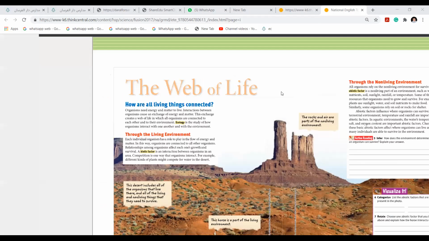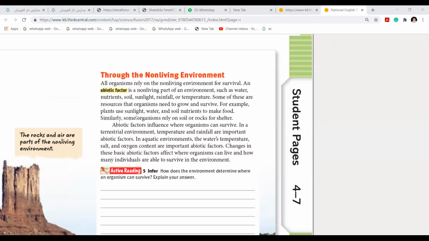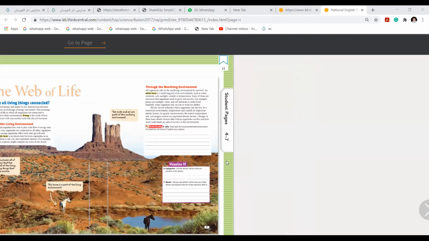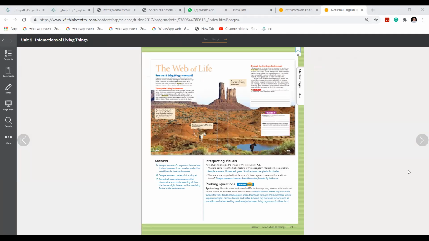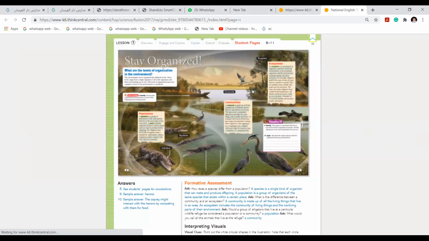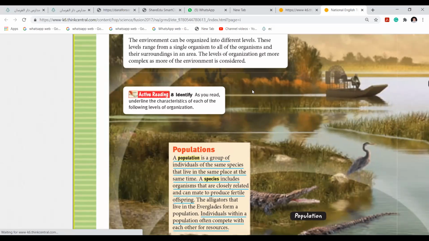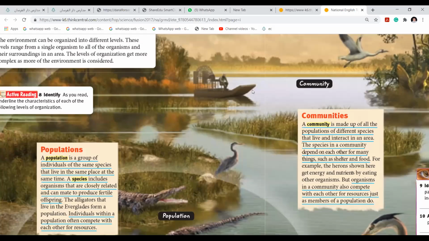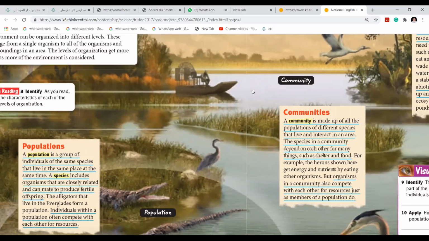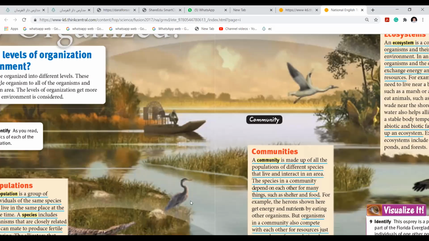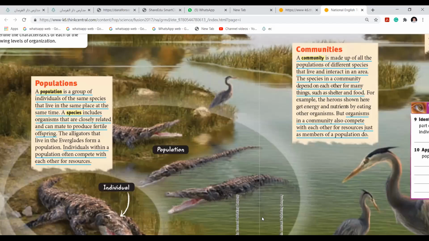Now here, all organisms rely on the non-living environment for survival. That is abiotic factor. You can write down any example you like. Rocks are there, minerals are there. Now coming to population, community, and ecosystem. If I say population first, see girls. First comes the population. I'll try to connect my tab and explain by drawing.